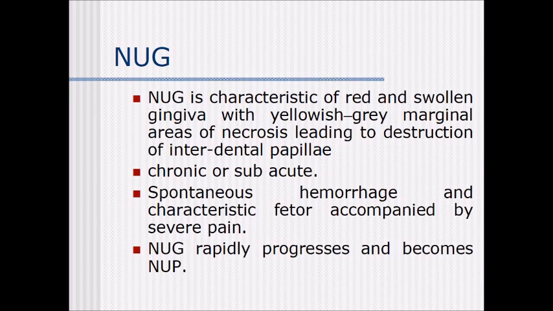Necrotizing ulcerative gingivitis is characterized by red, swollen gingiva with a yellowish-gray marginal area of necrosis leading to destruction of interdental papillae. It might be of chronic or subacute form, with spontaneous hemorrhage and characteristic fetid odor. May be associated with pain. Necrotizing ulcerative gingivitis rapidly progresses and becomes periodontitis.